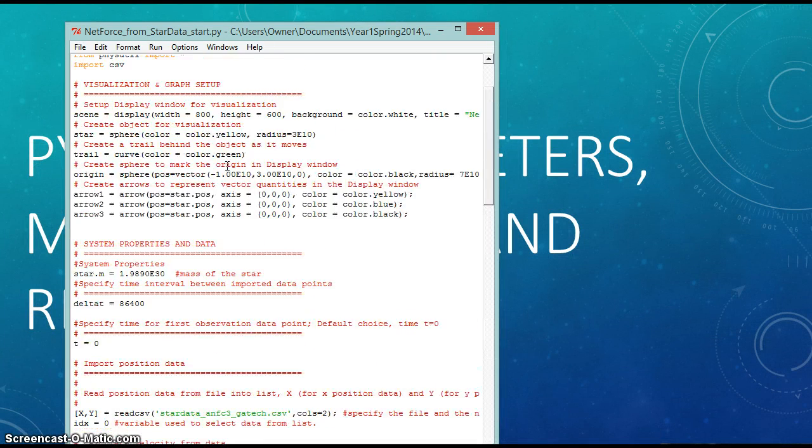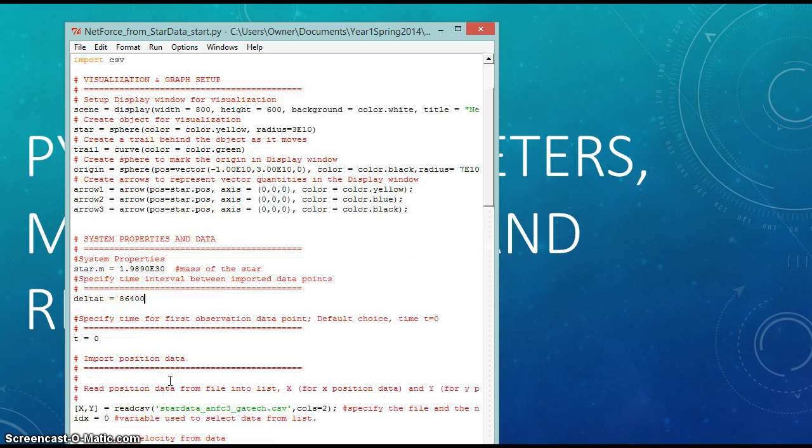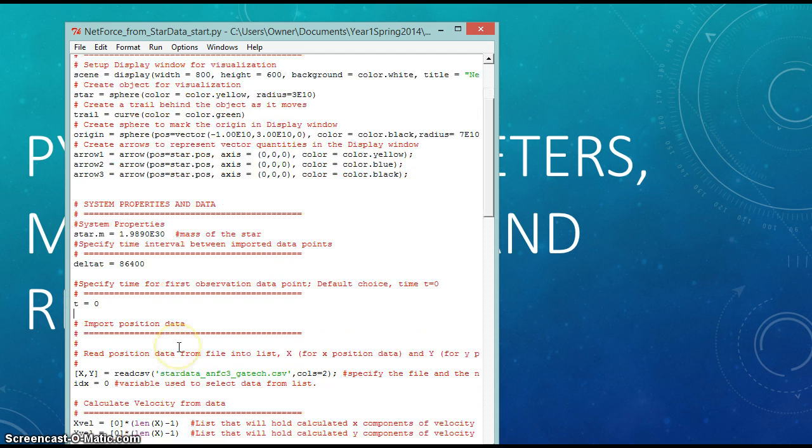Here we can see that the origin was the position vector of the black hole with radius of 7 e to the 10. The star was given a radius of 3 e to the 10. And the star's mass was given as about 1.9 e to the 30. Delta T was 86,400 seconds, which is the number of seconds in a day.